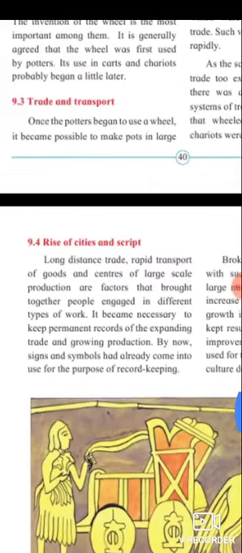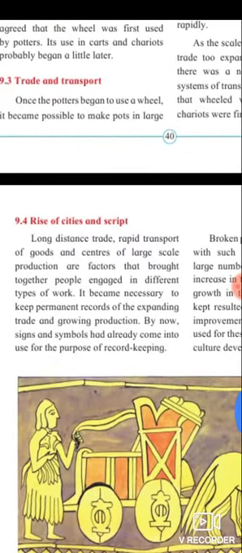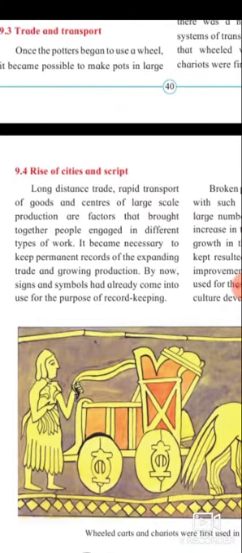9.4 Rise of cities and script. Long distance trade, rapid transport of goods and centers of large scale production were factors that brought together people engaged in different types of work. Long distance trade and rapid transport of goods and services increased large scale production. So people engaged in different types of work. It became necessary to keep permanent records of the expanding trade and growing production.